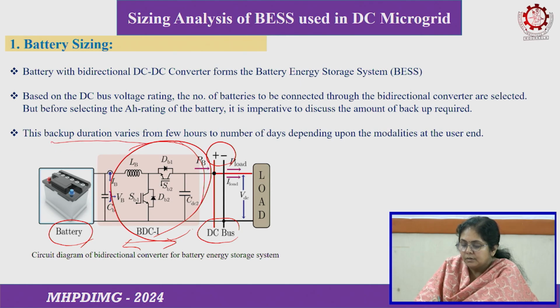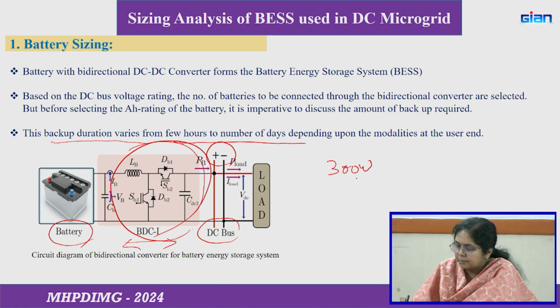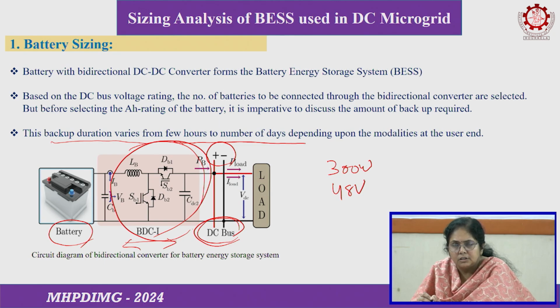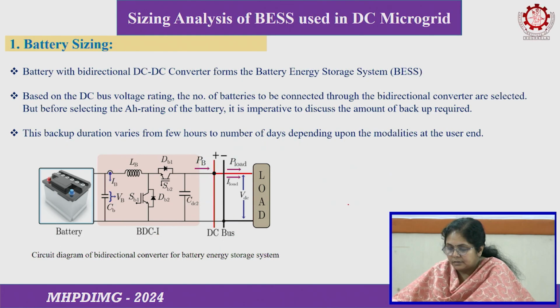So, the backup needed may vary from a few hours to a few days also. Here I will give a small example for a 300 watt load. You are supplying it and fixing the DC bus voltage to 48 volt, because we designed our whole system, and during the power management you will also see the LVDC microgrid is a 48 volt LVDC microgrid. So, here we have tried to design the battery to supply a 300 watt load, and the bus voltage is fixed to 48 volt.